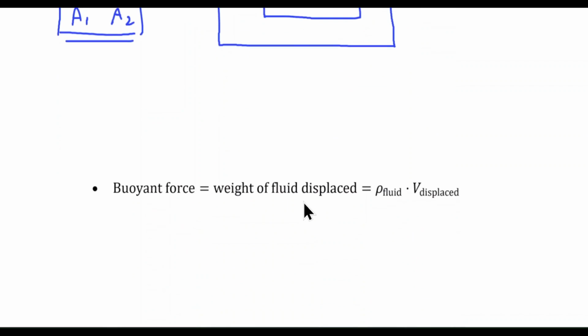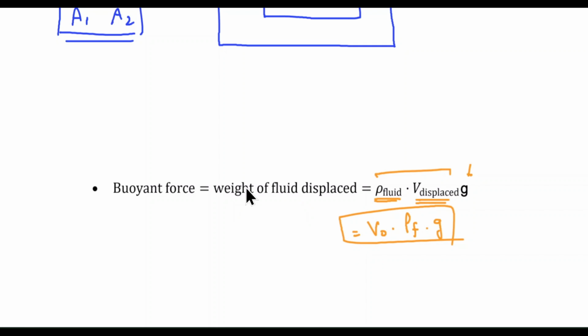Next, buoyant force, very popular. Buoyant force is the force exerted by the liquid in the upward sense, and its value is given by the mass of the fluid displaced times g. And the mass of the fluid displaced is the volume of the fluid displaced times the density of the fluid. Sometimes the volume of the displaced fluid, if the object is completely submerged, can also be replaced by the volume of the object. So sometimes this formula is also used.